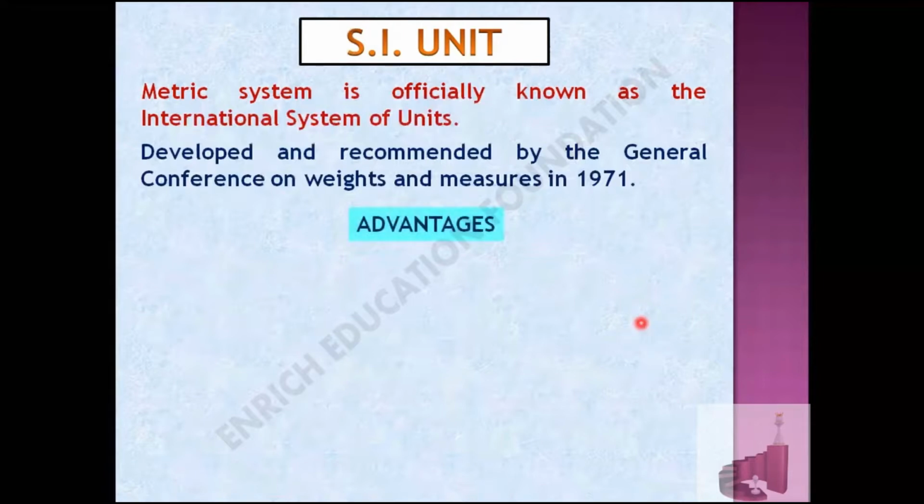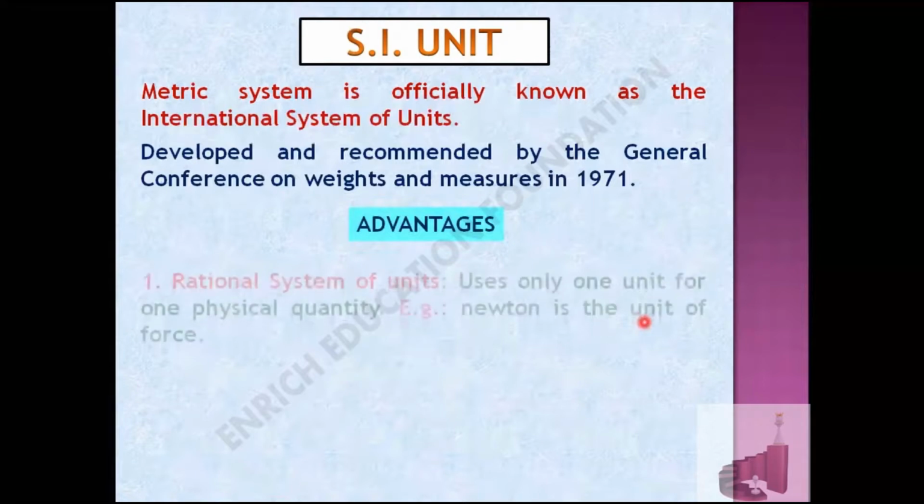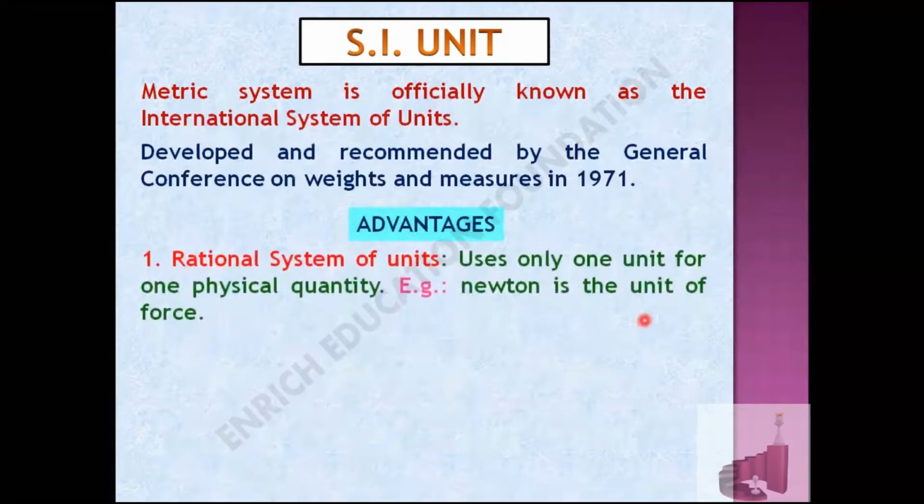This SI unit is found to have some advantages. That is, it is found to be a rational system of units. That is, one particular unit is used to represent only one physical quantity. For example, Newton is the unit of force alone, and this Newton is not the unit of any other physical quantity.